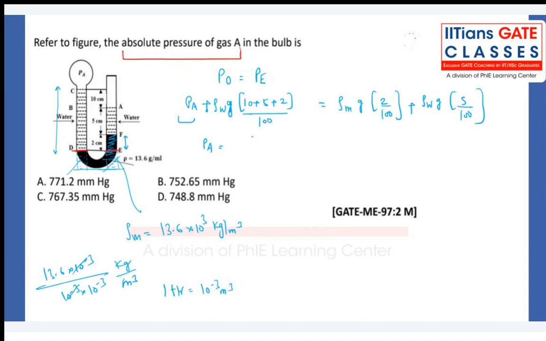Now, so the PA value will be rho m, what is that? 13,600. The g value is 9.81, into 0.02, plus rho of water, what is it? 1000, 9.81, this 5 centimeter and this 5 centimeter, if I subtract it, 0.05 minus this one, what is that? 0.017. So what is the pressure at point A? You just try to calculate 13,600 into 9.81. Keep your calculator on, guys, all of you.